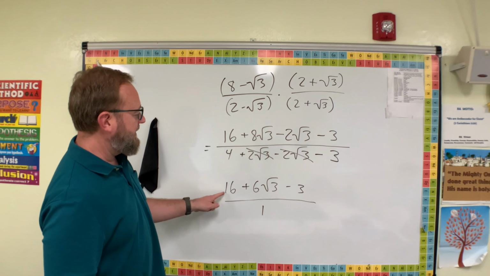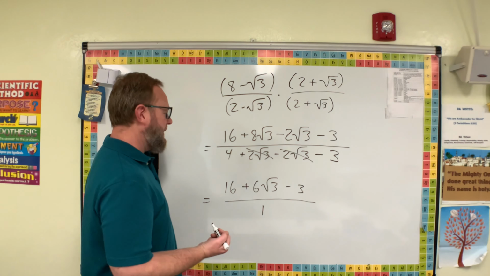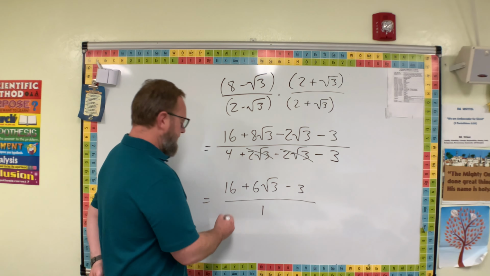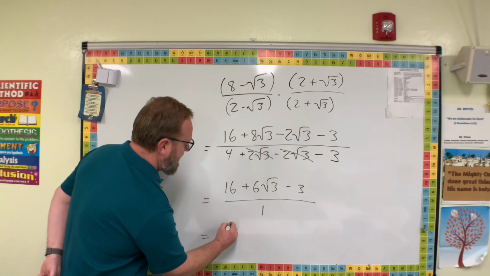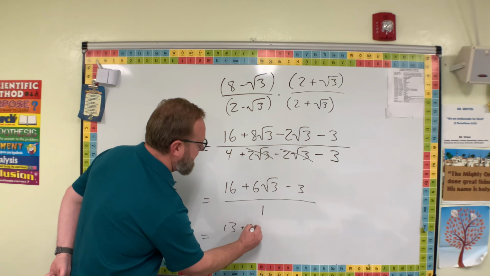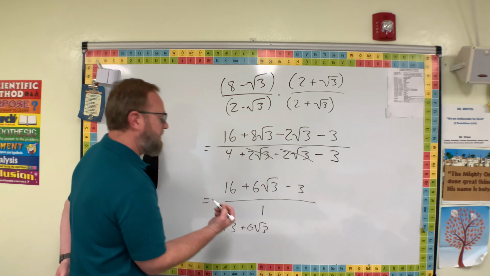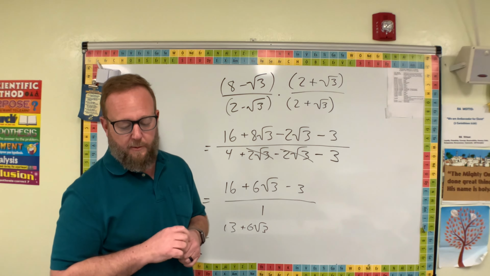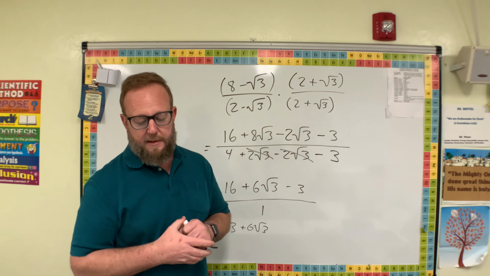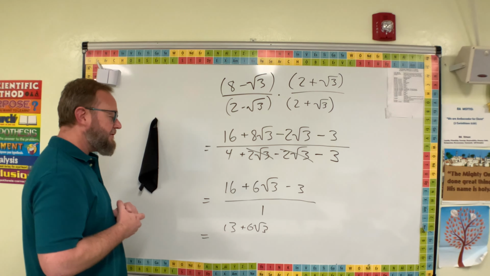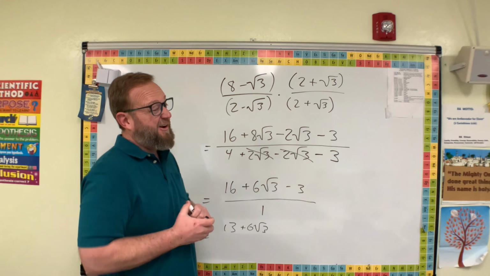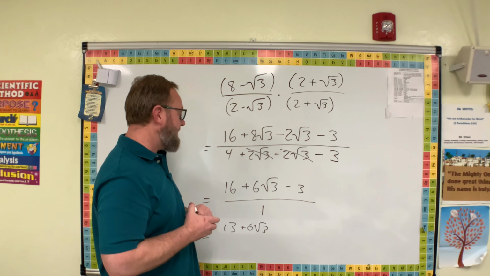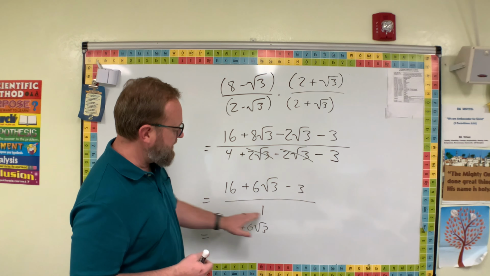Now I can go back and deal with the 16 minus 3, which is 13. So I'm going to have 13 plus 6 square root of 3 over 1, but the over 1 part can go away. Now, anything I can do to simplify that any further? No, it's as simple as it can get, and that will be your answer. You would write that in a blank and circle it.